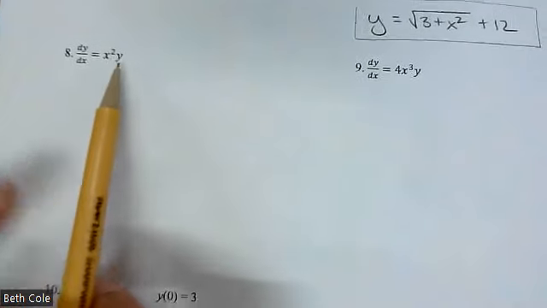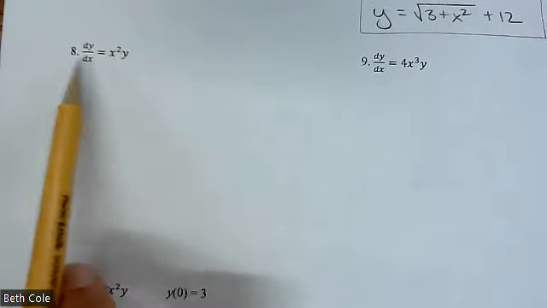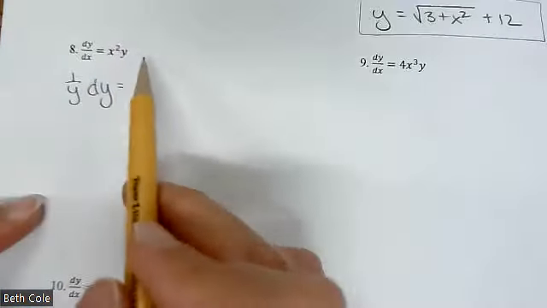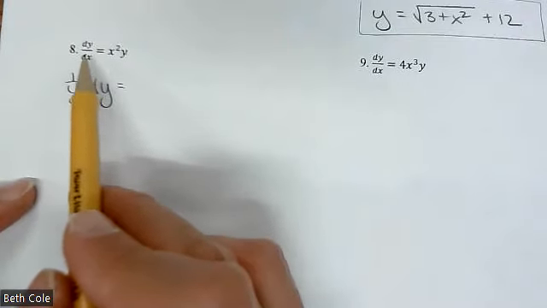For this one, how would we move the y over? Divide. So it'll be 1 over y dy. We have to divide it over, so it'll be in the denominator. And then multiply over the dx, so x squared dx.